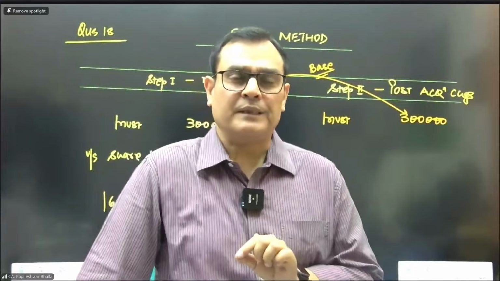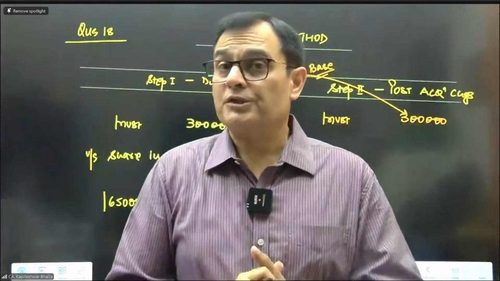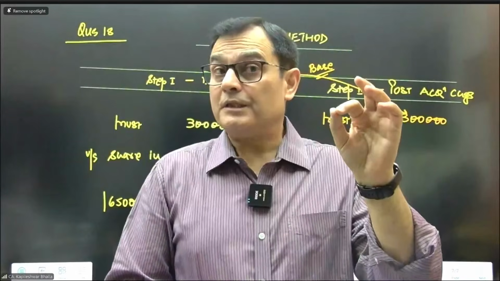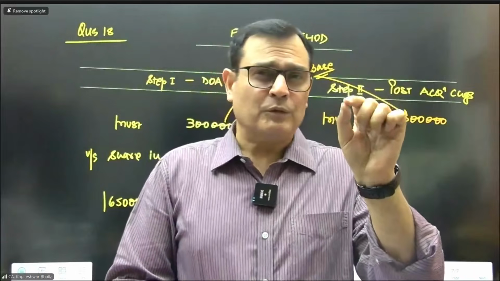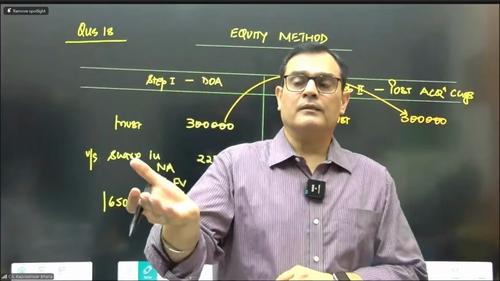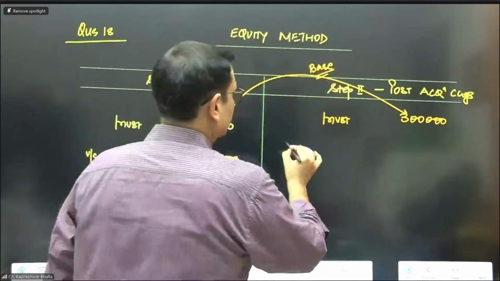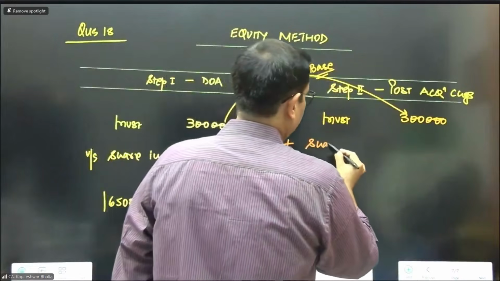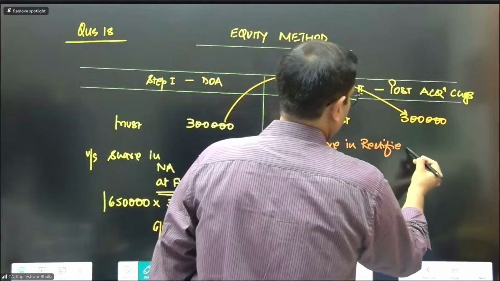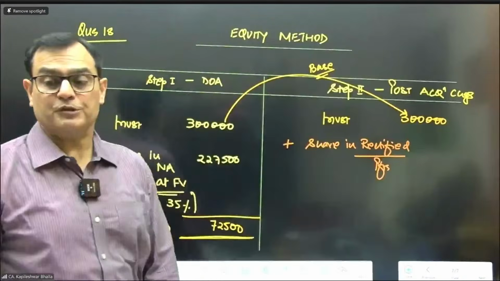Now we need to appreciate one thing. The reported profits of the associate company are without considering the fair value change in PPE. So it would have taken a depreciation based on the book value. So when you consider the profits, you need to consider the additional depreciation. The associate earned a profit, the net assets go up, so would the investment. So we add the share in the rectified profits of the associate.